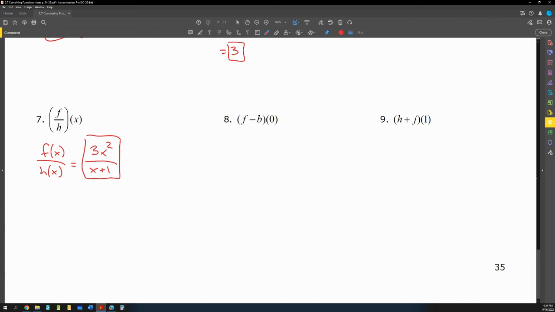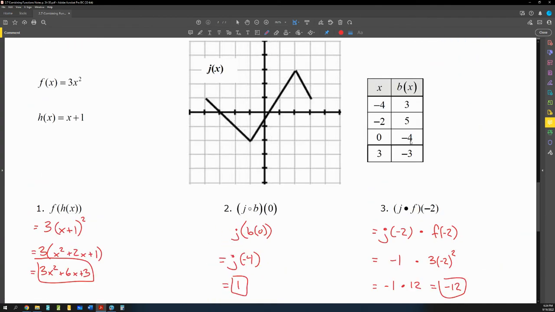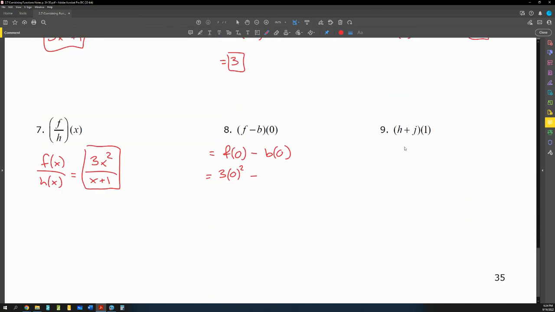Number 8, f minus b of 0. So we're first going to take f of 0, and we're going to subtract b of 0. So again, f of 0 is equal to 3 times 0 squared. And then b of 0, looking at our table of values, is negative 4. So we're going to subtract negative 4. Well, we get 0 squared is 0 times 3 is still 0. And then minus negative 4 is the same as adding positive 4. So 0 plus 4 is 4.